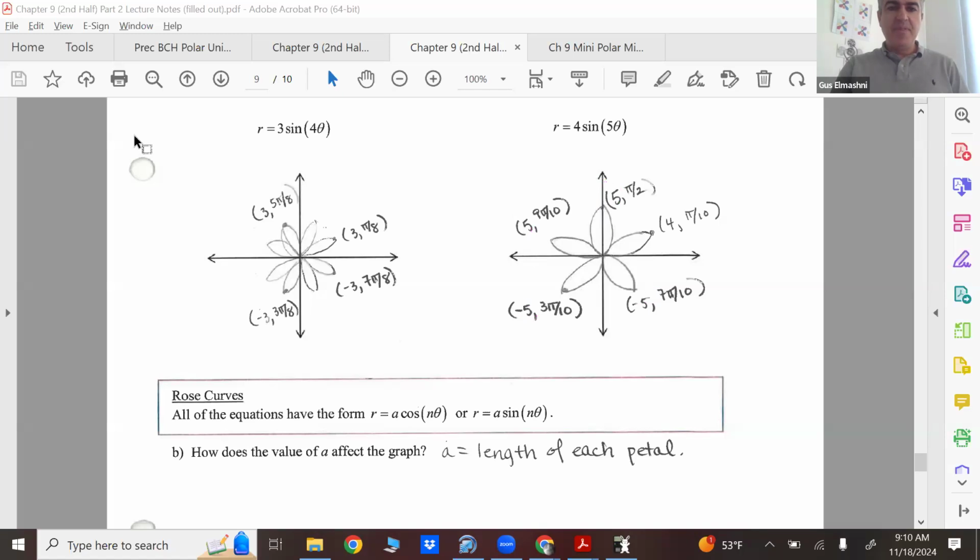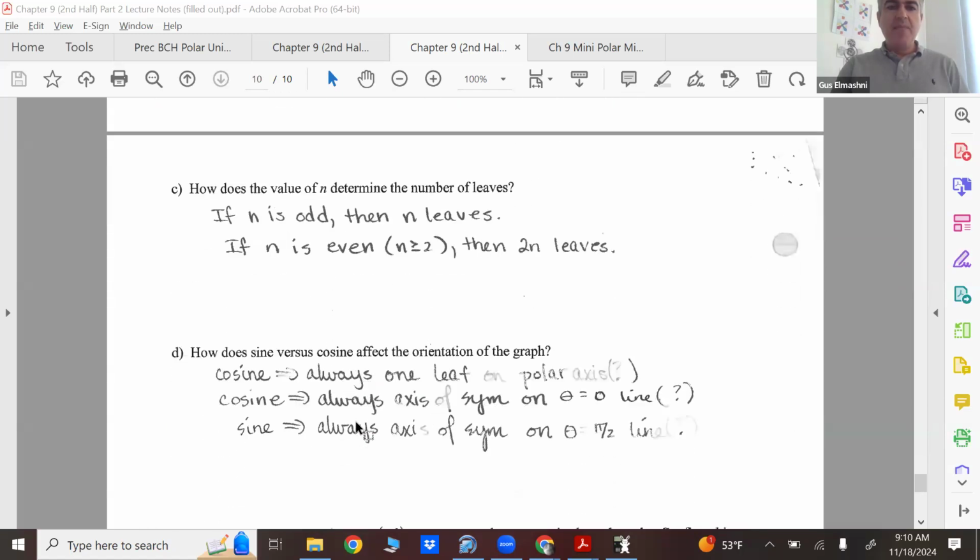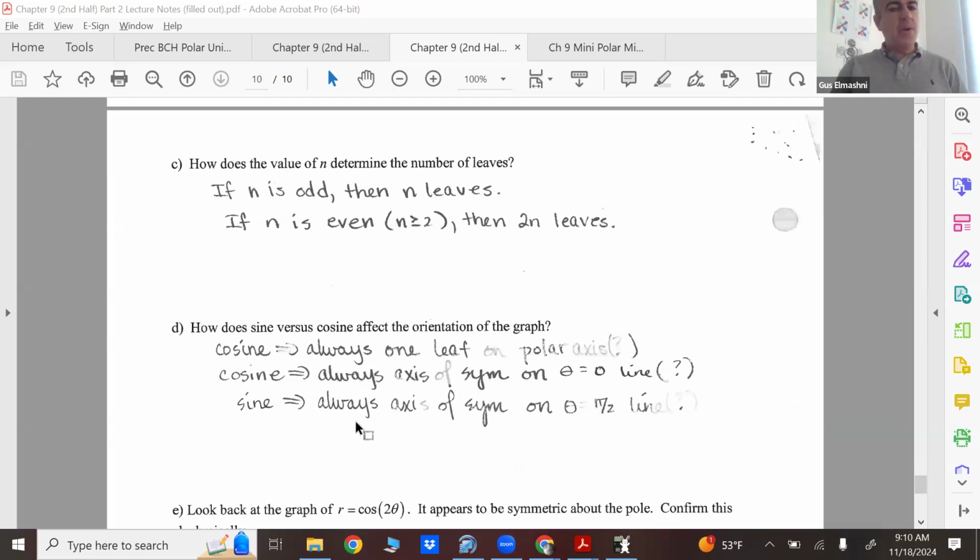All right, feeling good here. All right, how does the value of n determine the number of leaves? I already explained that again. If n is odd, then you have n number of leaves.